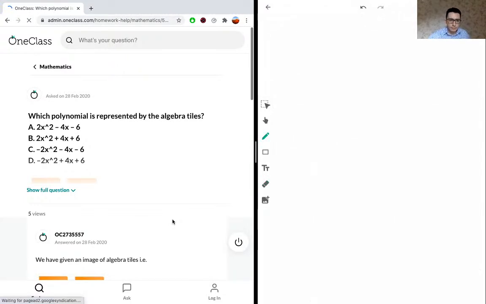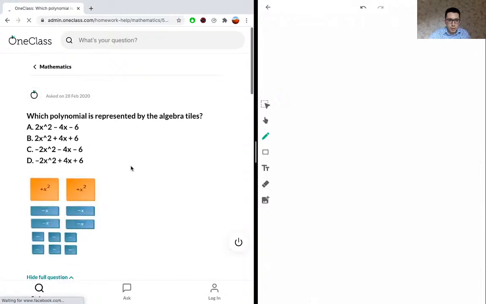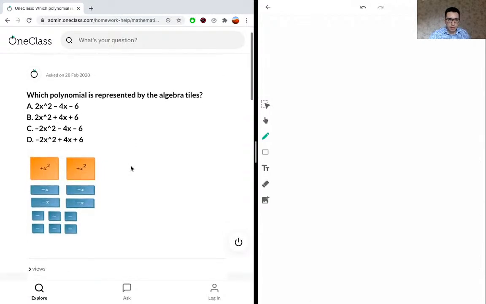In this question, which polynomial is represented by the algebra tiles? There's an algebra problem, and we have to find which equation represents these tiles. We can start off by counting how many tiles we have. We have 3 values: x squared, negative x, and negative 1. For the first one, we have 2, so we'll use a dot to represent multiplication, times 2.